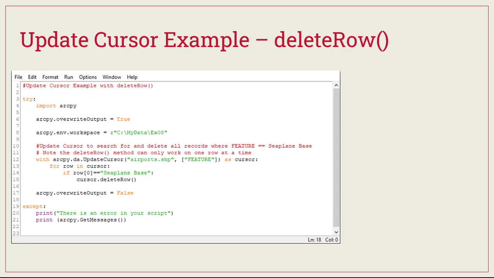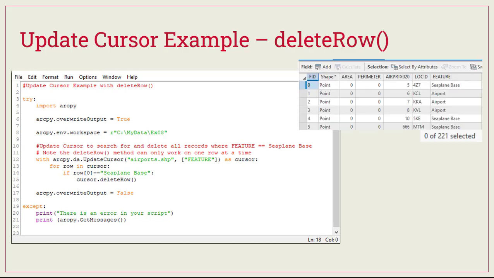And here is what that entire short code would look like that accomplishes our task of deleting all of the records from our airplane shapefile that are C-plane bases. And to help you see the results, here is what the table looked like before this script. So here's a snapshot of the table, and what I want you to notice is the number of records within that table. So 221 records in the original data set.